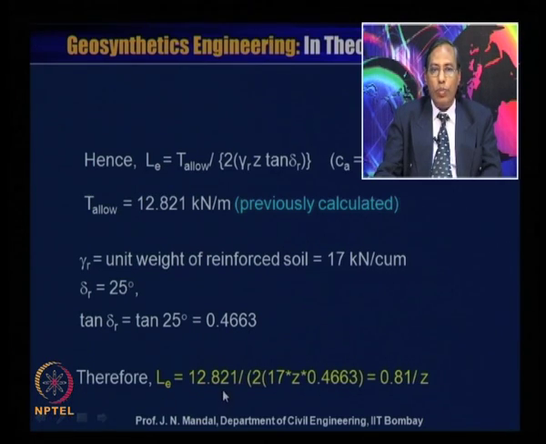Therefore, LE will be equal to T allowable, given 12.821, divided by 2 into gamma R, gamma R is 17, and this is the Z, and tan delta R is equal to 0.463. So this LE in terms of Z is 0.81 divided by Z. So LE is equal to 0.81 divided by Z. For various values of Z, you can calculate what will be the LE.